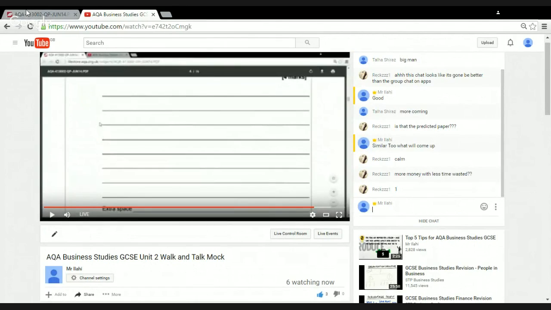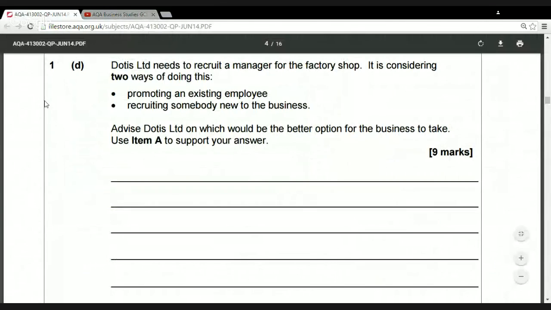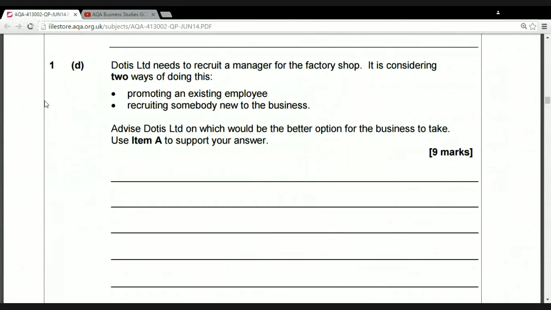One, right? So we're going to go with one. Okay, good. So, promoting an existing employee. Okay, so that's option one. So what we're going to say is promoting an existing employee.